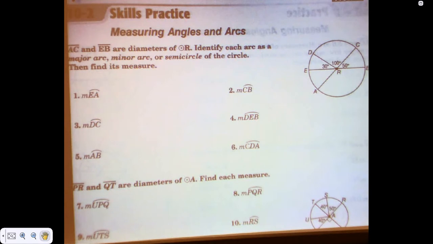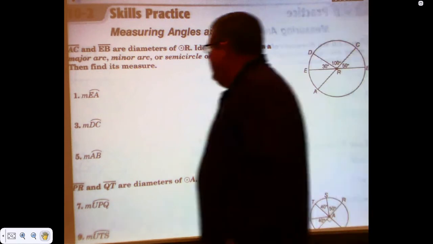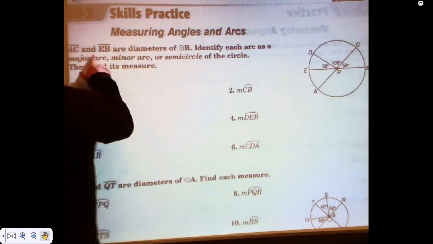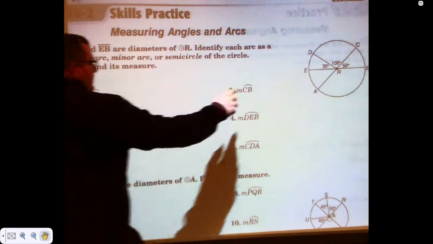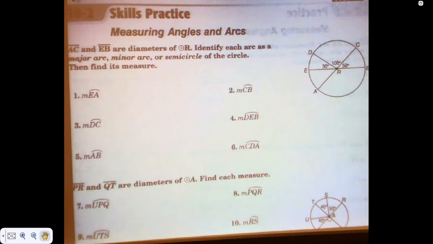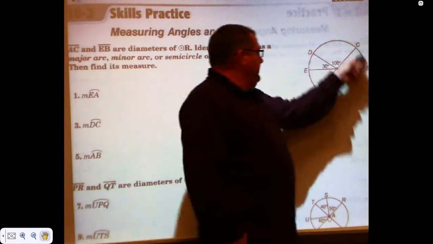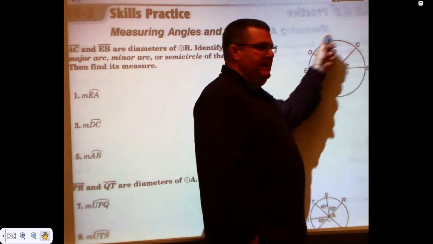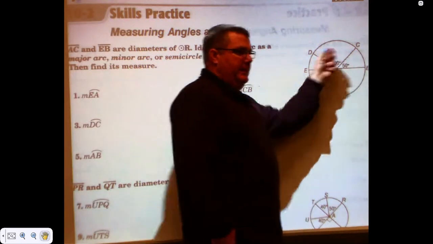Let's look at these. And like I said, this is a pretty easy section. First it says measure arc EA. First of all, AC and EB are diameters, so they're telling you that those go through the center. What do you know? If something's a diameter, what do you think arc EB, or EDB, is? What's that got to be? How many degrees? 180. It's half a circle, right?